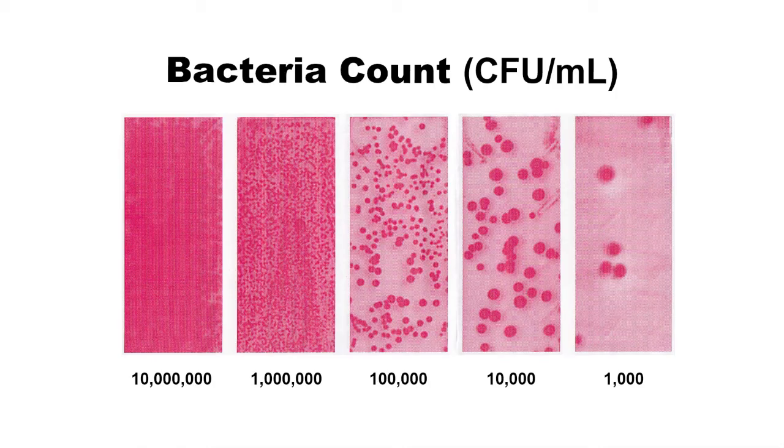Microbial counts in excess of 10 million may appear as a uniform pink or red layer. To obtain an accurate count on such samples, dilution is required.